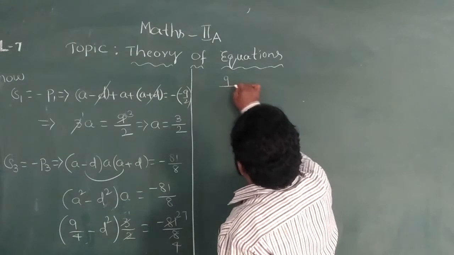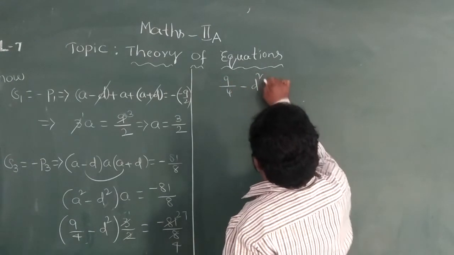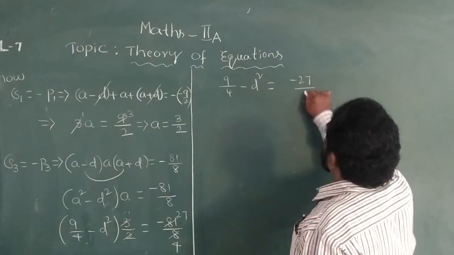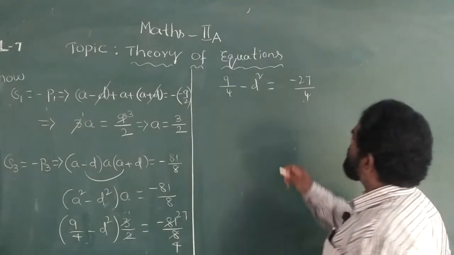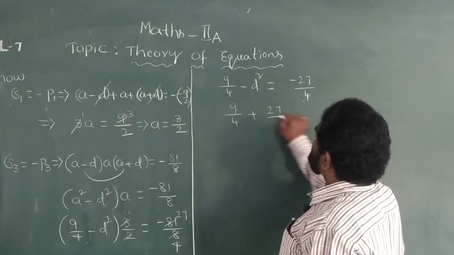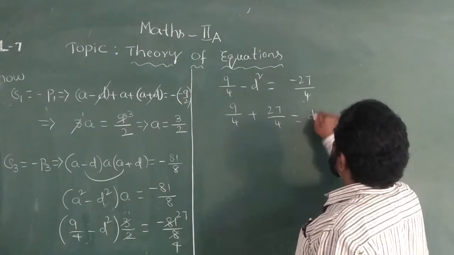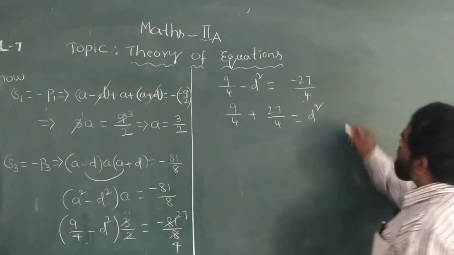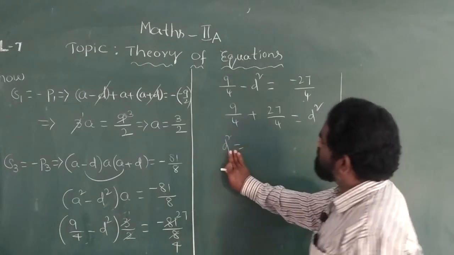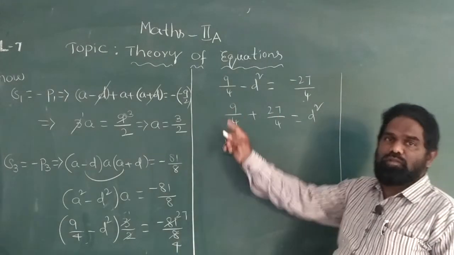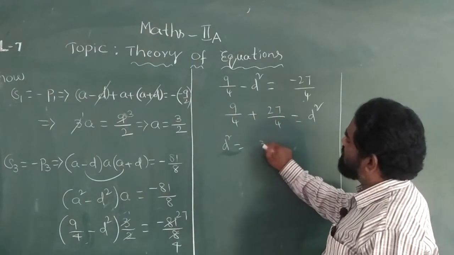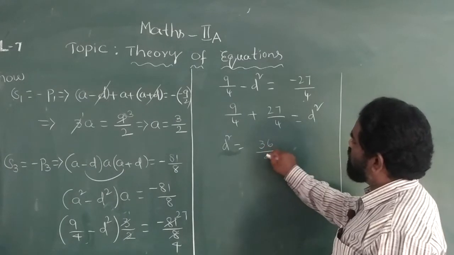9 by 4 minus d square equals minus 27 by 4, or 9 by 4 plus 27 by 4 equals d square. So what will come here? d square equals, LCM for 27 plus 9, how much will come? 36 by 4.